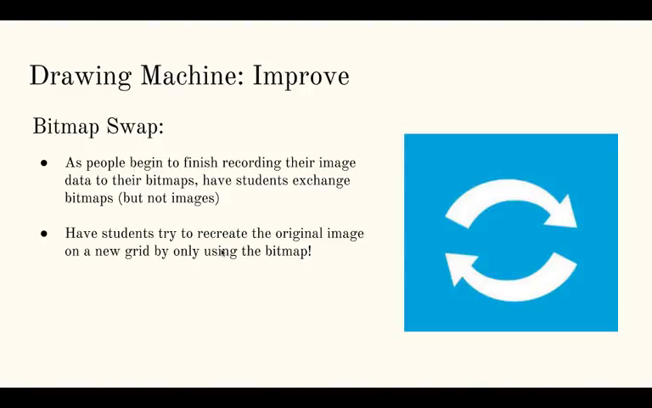Okay. After you've done that, it's time for our improve phase, where we get to do the bitmap swap. As students finish up their bitmaps, you can encourage them to look for other people that are finishing at the same time and swap their bitmaps. Here the goal is for students to try to recreate each other's images without seeing the images. So how can you reconstruct this image just given the bitmap?